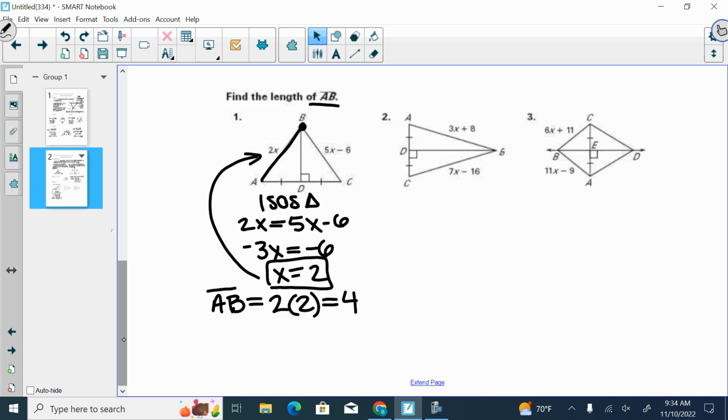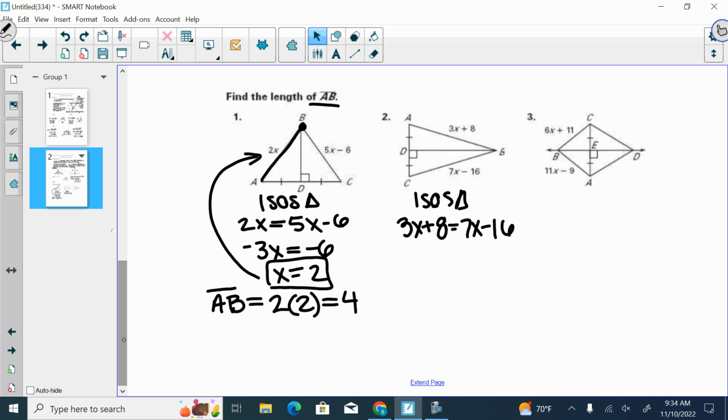All right. On number 2, what kind of a triangle do we have? Another isosceles, just turned on its side, right? Okay, so I have another isosceles triangle. So what can we set up here? Good. All right, so I'm ready to solve.